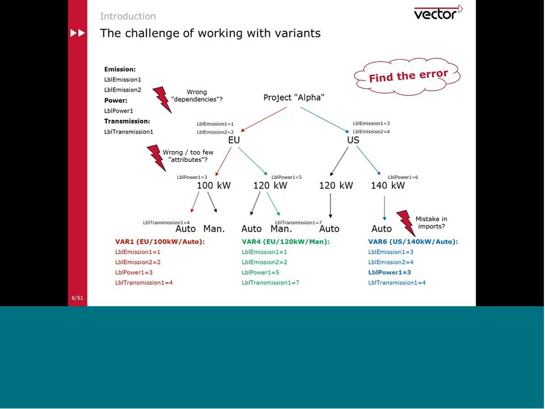Or did we set up the dependencies of the attributes wrong? Or what is actually the problem? Did we use the wrong component? Well, actually, is it a problem at all? Or maybe we've designed the project structure wrong? So that is quite an important question.